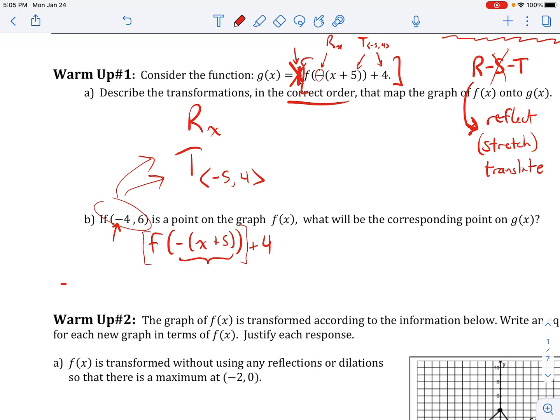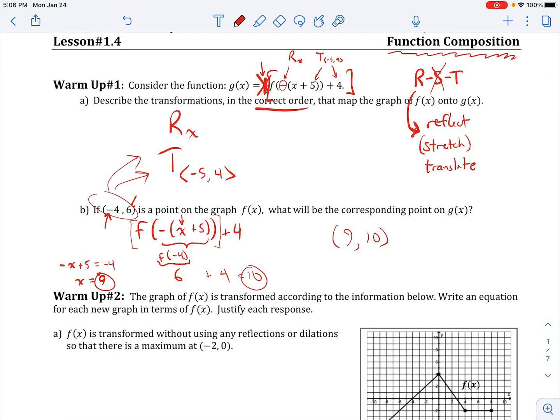All right, so if negative x plus 5 has to equal negative 4 for this thing to make sense in the first place, we're going to have to operate as if x were, gosh, can you do this in your head? X will have to be 9. Yeah, x will have to be 9 for that to work. So x is going to be 9, and then when we stick 9 in here, this whole thing turns out to be f of negative 4, and we know what f of negative 4 is. F of negative 4 is 6. Then this whole thing, 6 plus 4 will be 10. So this was the original input, and this is the original output. So it turns out to be 9 comma 10 is going to be the corresponding point. That's, again, some preview, some review of other things.